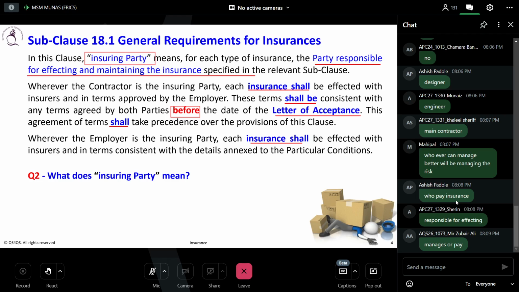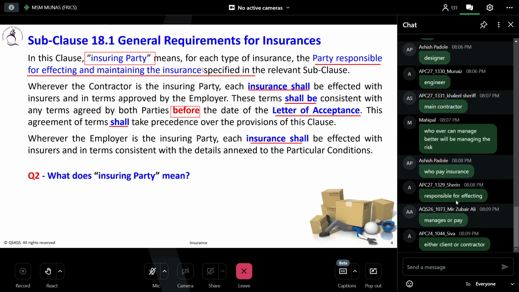Okay, whoever understood, tell me the answer. What do you mean by insuring party? It is already there in 18.1. You don't need to search for the answer. Insuring party means the party responsible for effecting and maintaining the insurance. That is the answer.